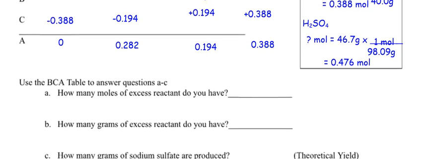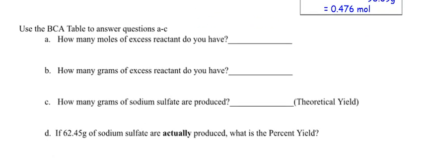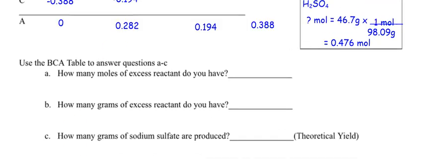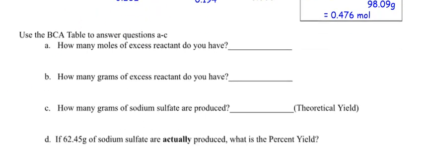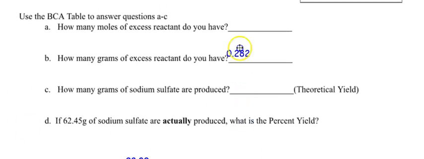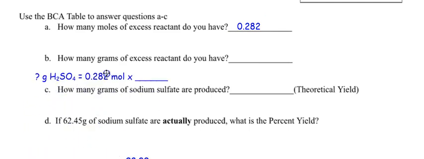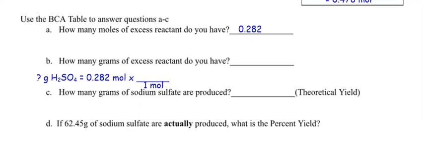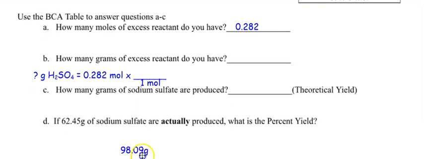Okay, so now it says answer using your BCA table. So how many moles of excess reactant do I have? I may have scrolled too far down. Here it is. That's how many I have left over. All right, that's how much I have left over. So here I have it. So now what? How many grams? Remember, this is moles. How many grams do I have? All right. So how many grams of sulfuric acid do I have? 1 mole goes on the bottom. Sorry about that. The molar mass goes on the top. And I get 27.7 grams. So that's my answer, all right?